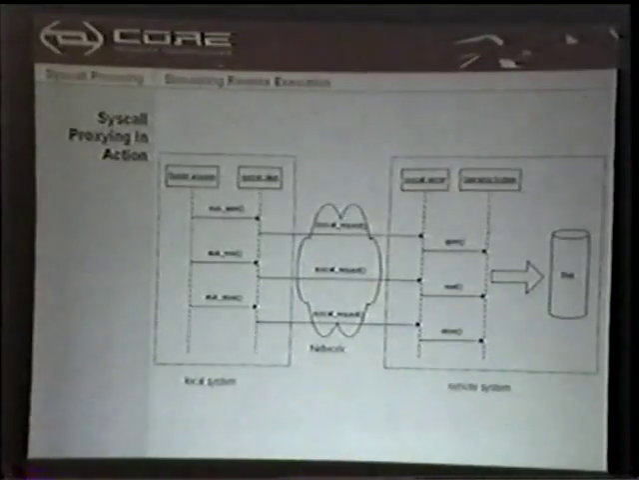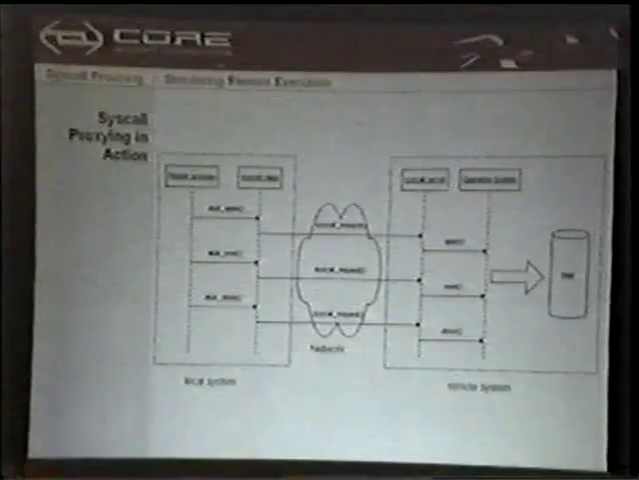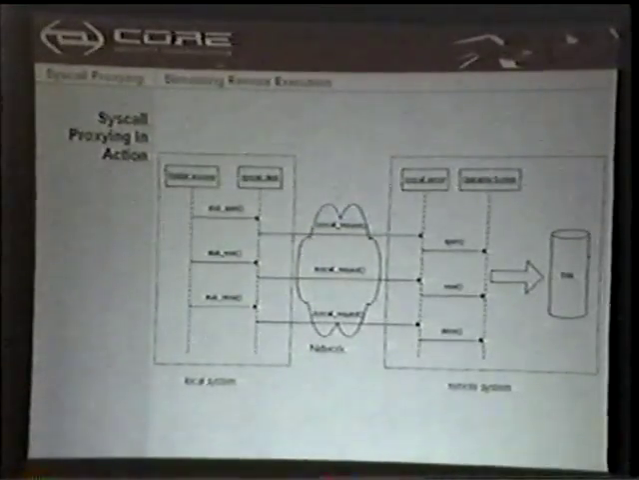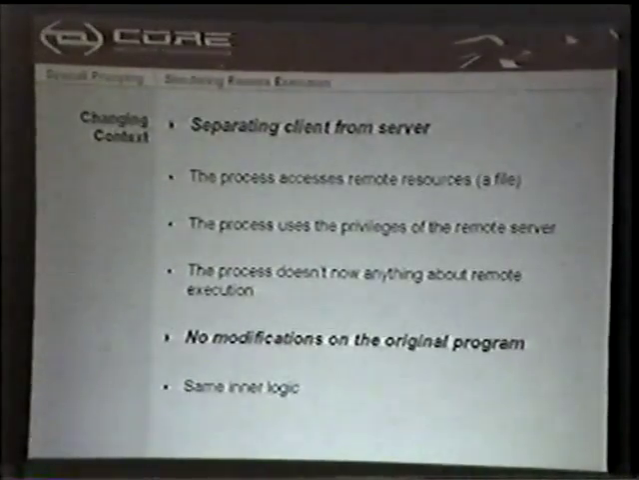We said before that the resources a process accesses and the kind of access it has to them defines the context onto which this process runs. So in this way, what we have done is we have changed the context of this running process without changing the process inner logic. The process still thinks it's opening a file and doing his stuff without knowing anything about remote execution, for example.